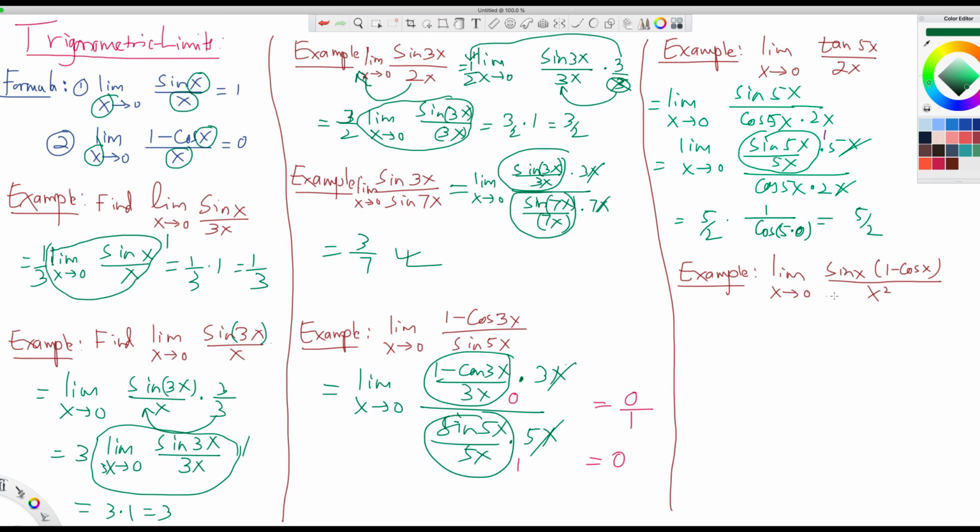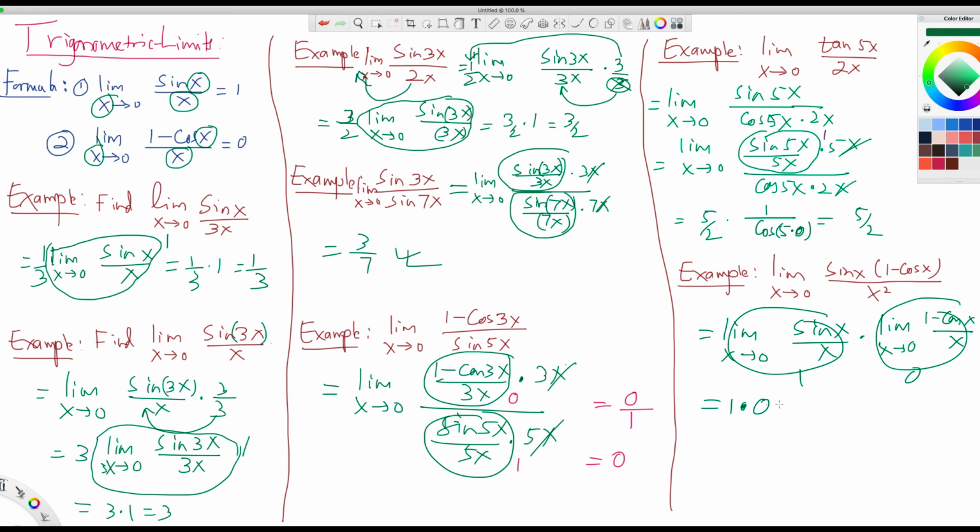And the final example I want to do is there is sine x, 1 minus cosine x, both in the numerator, but you can divide that x squared into x and x. So you can do limit x tends to 0, sine x over x times limit, you can distribute the limit, no problem. The limit can be distributed anywhere in the plus, minus, product, quotient, root, anywhere, okay? X tends to 0, 1 minus cosine of x over x. So this value is 1. This value is 0, right? So 1 times 0 is 0.